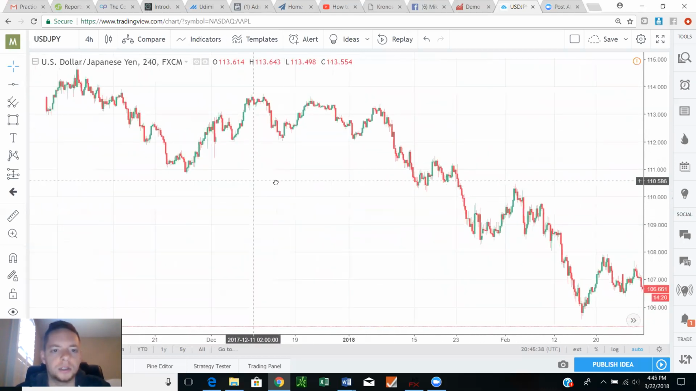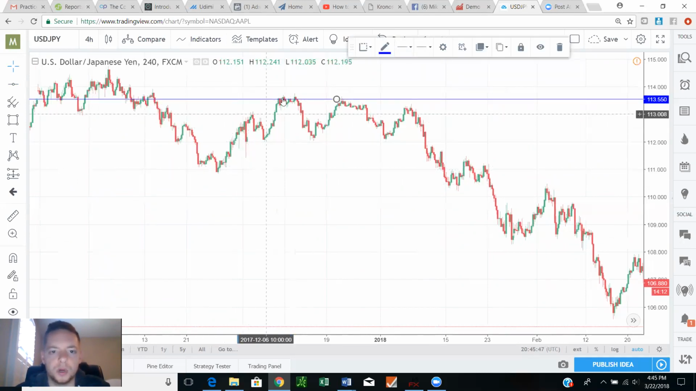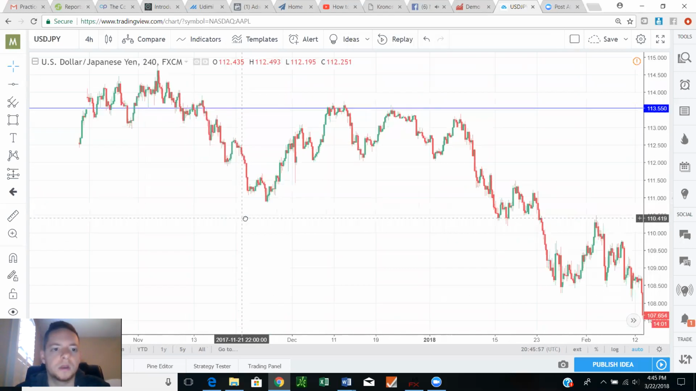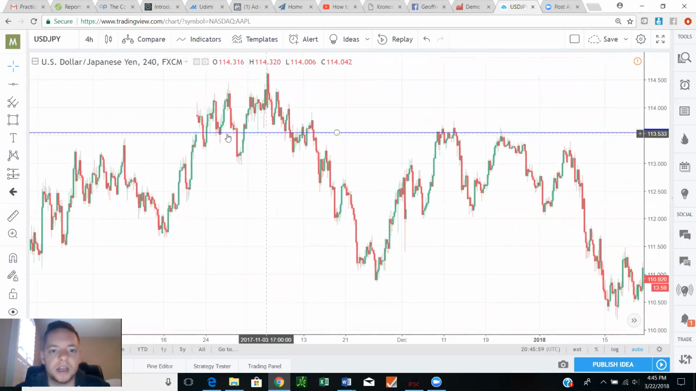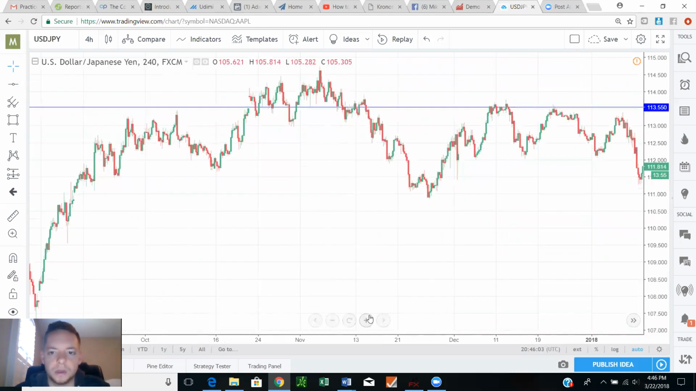So you start to get an eye for these. Here's an area here. Price came up, hit it, rejected off of it, came up, went down, came up, failed, and then just dropped. We had a lot of action going along in here, so this is a pretty strong resistance point around 113.55.